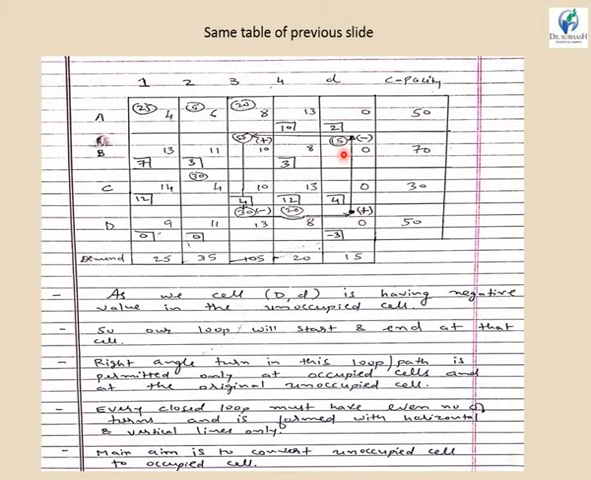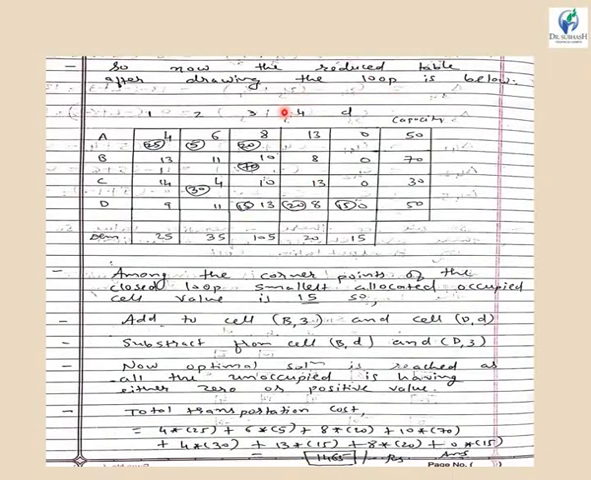Here it will become 0, here it will become plus 15, so it will become 70, and out of 30 that 15 value will be subtracted. So here it will become 15. That can be shown in our next slide. So now the reduced table is like this. These are all the values that I had written.